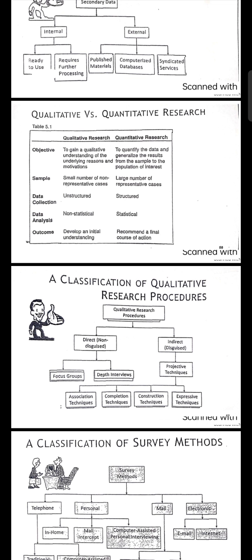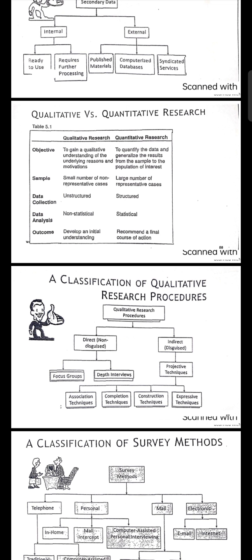Next, qualitative and quantitative research. The important words are qualitative and quantitative. As long as you understand these two, it will be easy. So what is qualitative? The objective is to gain a qualitative understanding of the underlying reasons and motivation. The sample is a small number of non-representative cases. Data collection is unstructured. Data analysis is non-statistical. The outcome is to develop an initial understanding.